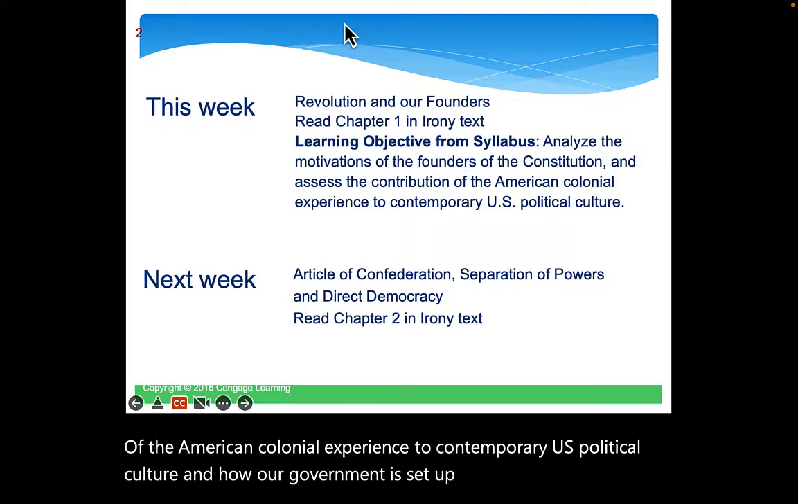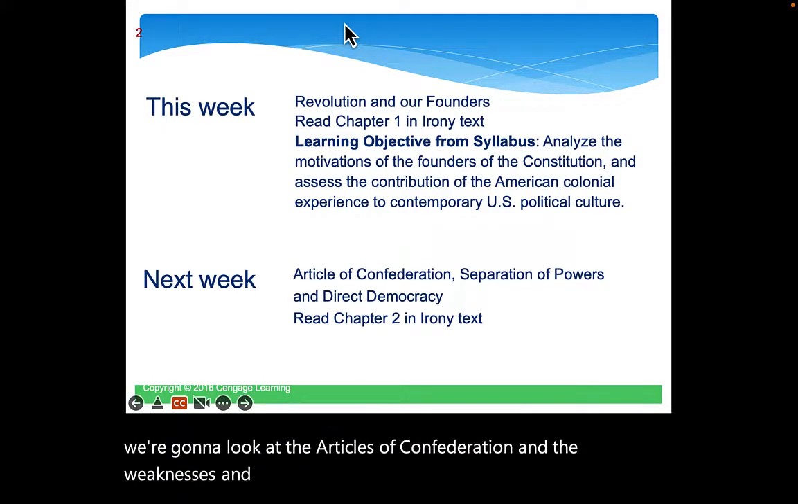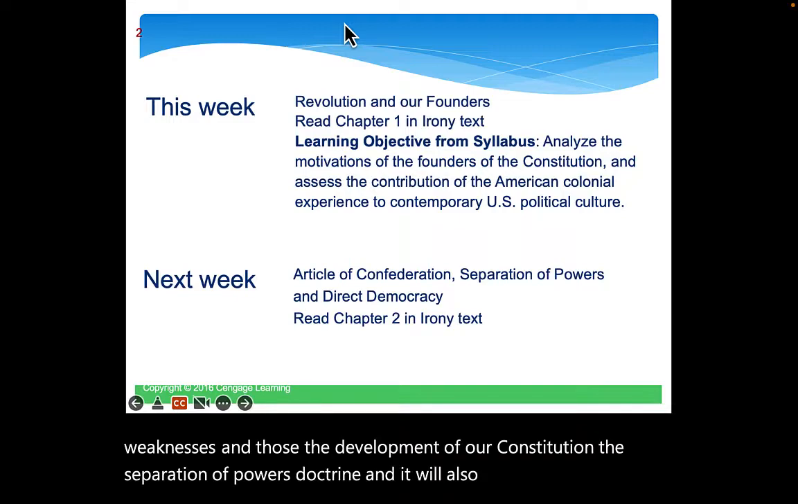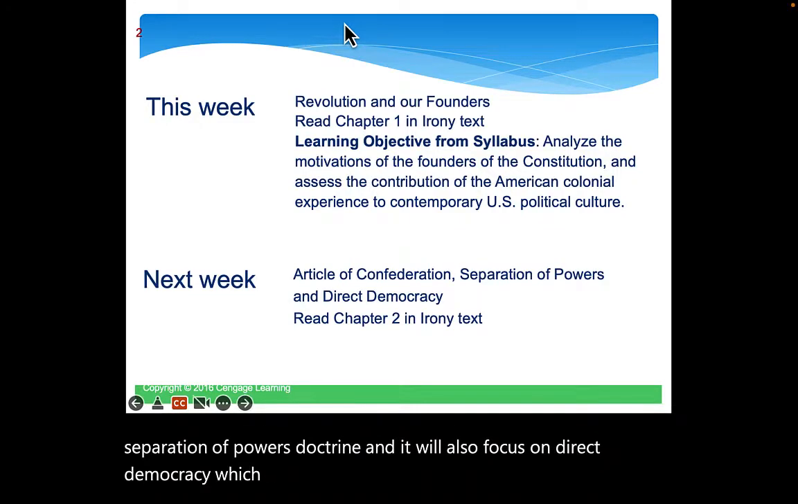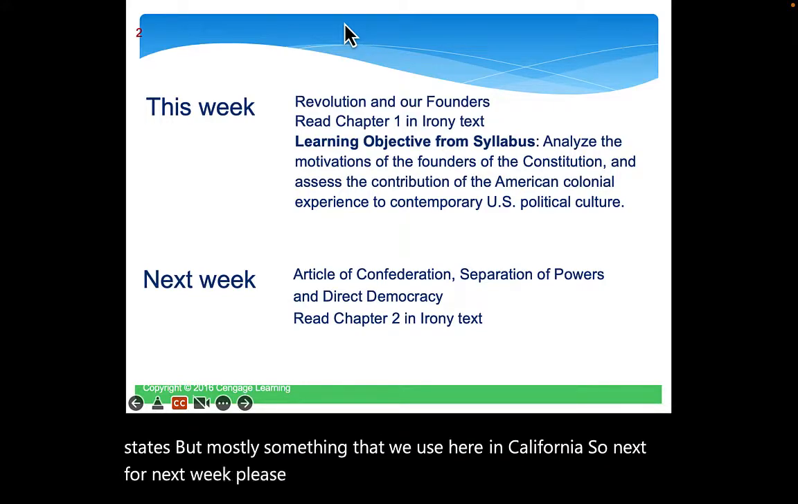Going forward, next week, we're going to look at the Articles of Confederation and the weaknesses in those, the development of our Constitution, the separation of powers doctrine, and then we'll also focus on direct democracy, which is something that is unique to California and other states, but mostly something that we use here in California. So next week, please read chapter 2 in the Irony text.